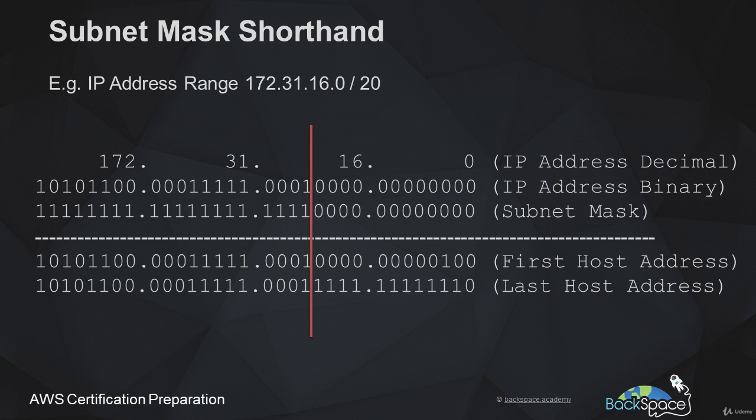As an example here, if we have an IP address range that is 172.31.16.0/20, what does that look like? The first 20 ones will be 16 and 4, so halfway through the third octet is our red line where our network hosts begin. And so our first host is going to be 4 as before, and our last one will be 31.254.